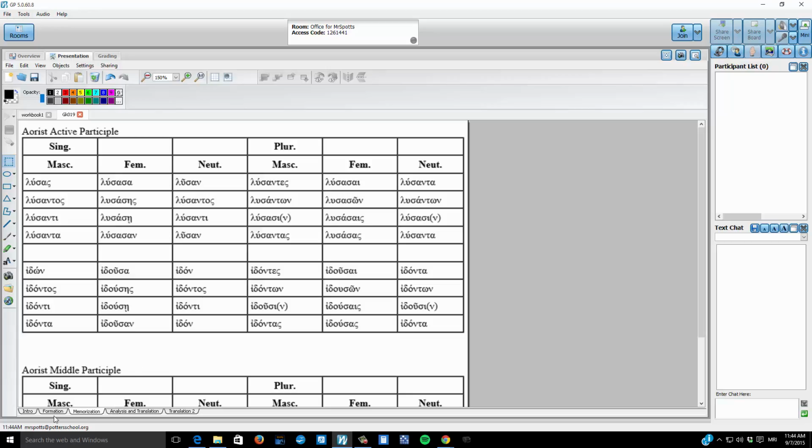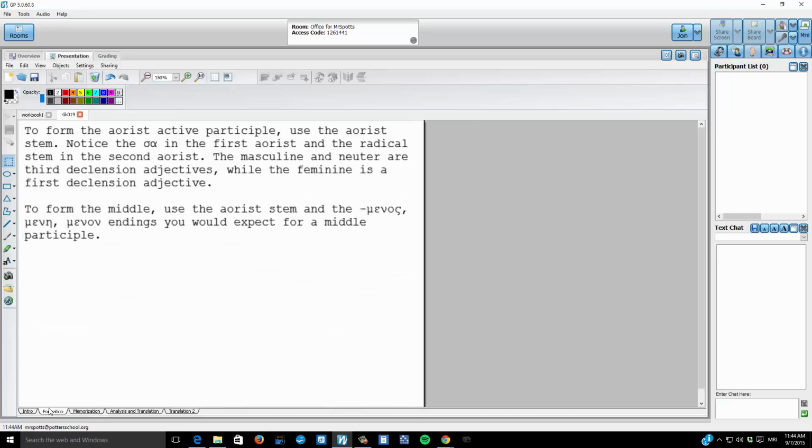So if you learn the masculine, feminine, and neuter nominative singular, the rest of your forms will follow a pattern that you can recognize. So again, to form the aorist active participle, use the aorist stem. See the sigma alpha in the first aorist, the altered stem, radical stem, in the second aorist. Masculine and neuter third declension, feminine first declension.